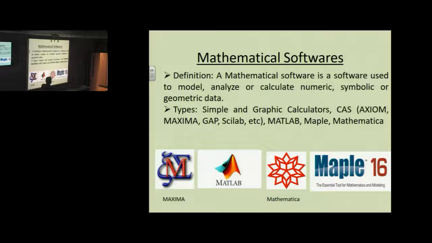It depends, like Maple and MATLAB, Mathematica are the commercially available software. We have to buy them. And the computer algebra systems, many of them are open source software. We can just freely download them, and we can even change them.